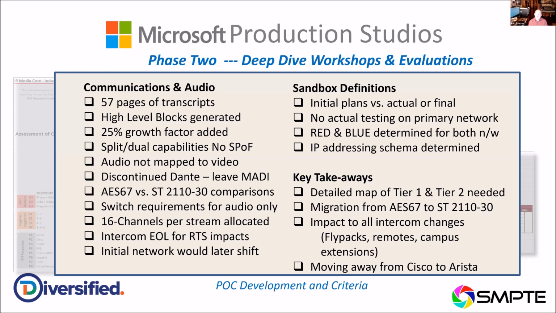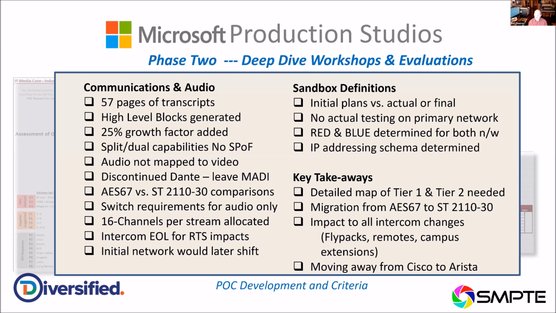This kind of created a dilemma in that what we did for actual testing was the real actual primary network. We didn't have a way to fall back on something else and see what happened. Both the sandbox and the primary network would be red and blue compatible, so that we could do ST 2022-7 or hitless switching and so forth. And then the other portion of this dive in these workshops was to come up with an IP addressing schema that would work for both types of systems.